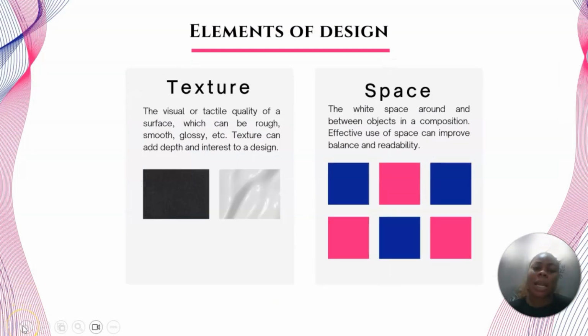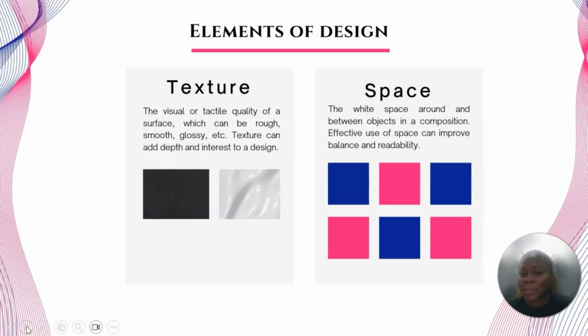And then in elements of design, we also have texture, where we have the rough kind of texture, and then we also have the glossy face. We actually have different textures, but these are the two major ones. We have the rough, the glossy, the smooth surface, and all of those things.